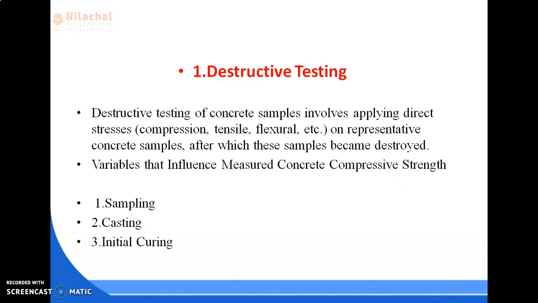Variables that influence measured concrete compressive strength are sampling, casting, initial curing, also the laboratory where we test, then curing, capping, testing, and reporting. So, these are some factors which influence the measurement of compressive strength.